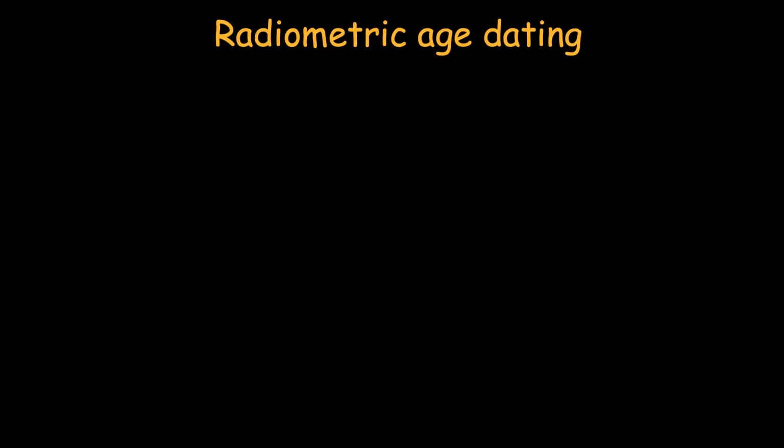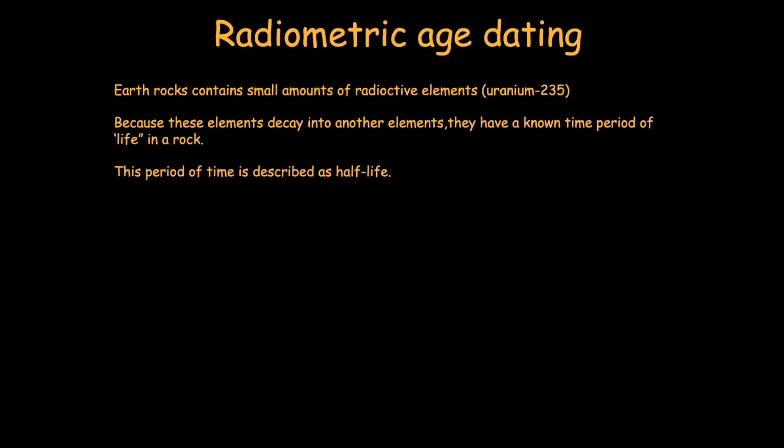It turns out that Earth's rocks contain small amounts of radioactive elements, such as uranium 235. Remember, these radioactive elements decay into other elements, and so they have a known period of life in the rock. This period of time that they exist in the rock is called the half-life.